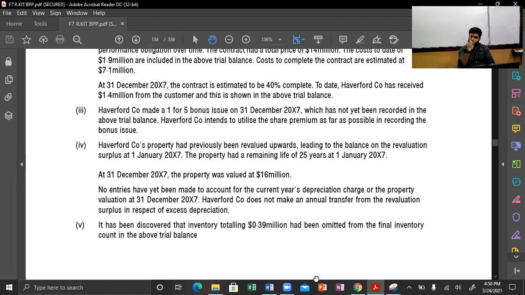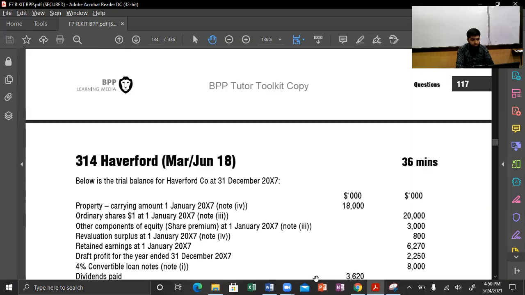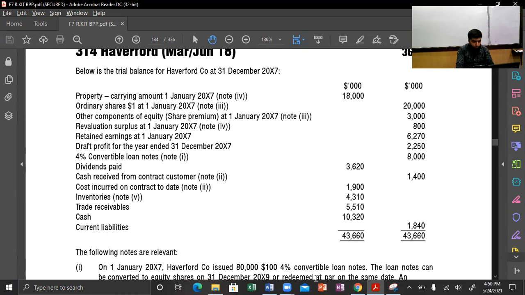Number one, we need to calculate the depreciation for the current year, and number two, the revaluation surplus should also be recorded at the year end. So first of all, let's calculate the depreciation for the year ended 31st December 20x7, and the depreciation method is definitely straight line if nothing is mentioned. For the property, we have the amount of 18,000. That is the carrying amount, or the revalued amount.